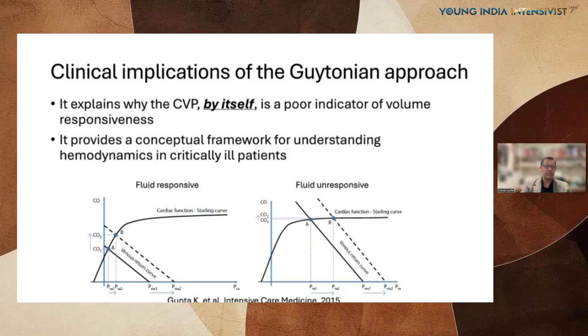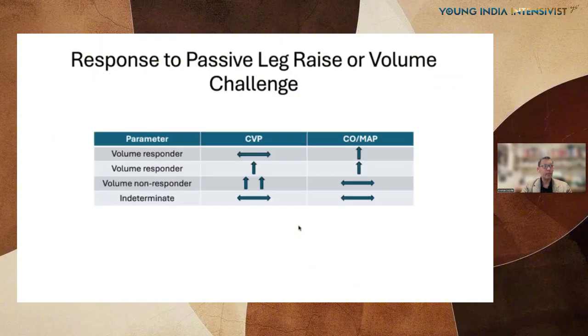You've given them the same amount of volume, and the mean systemic filling pressure changes by roughly the same amount, but because they're on the flat portion of the Starling curve, their CVP rises much more than the CVP does here, and their cardiac output does not change. So that is a fluid unresponsive patient.